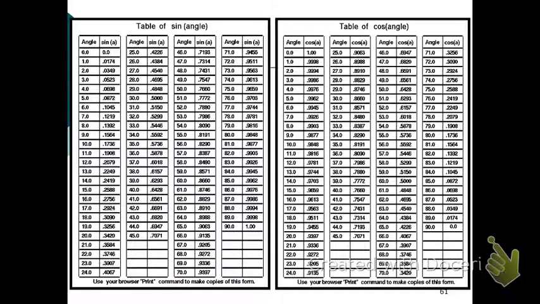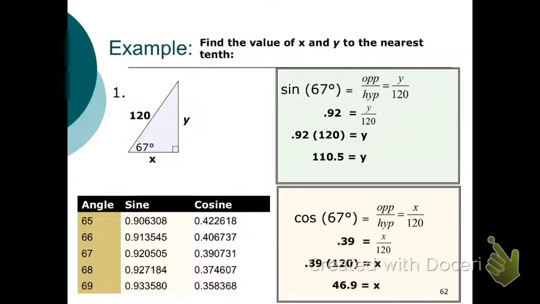We have tables of sines and cosines, just like we have tables of tangents. Perfectly valid to look at a table. Nobody really does anymore. We all use calculators. So you have your sine of the angle and the cosine of the angle. All right, so example problem. Find the value of x and y to the nearest tenth.